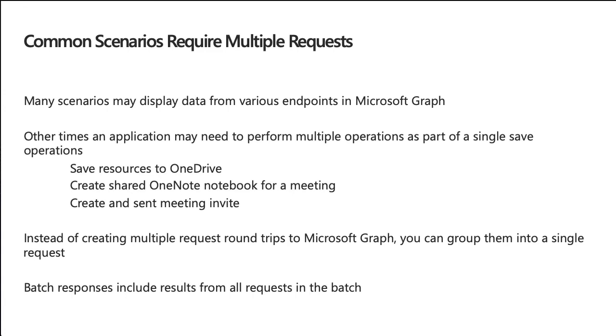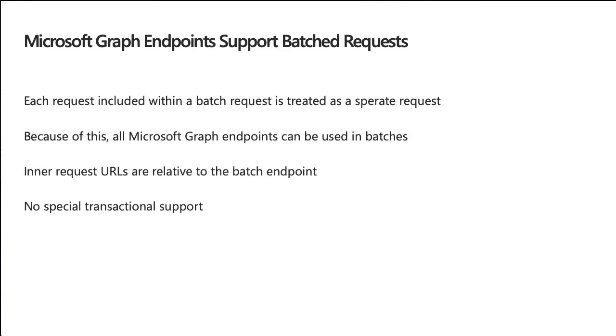to Microsoft Graph. Now, when I say single request, I don't mean that we're going to group all these into one specific request. What it means is that we're going to have multiple requests, but we're going to send them in one round trip to Microsoft Graph. This support, called batching, is going to instruct Microsoft Graph to execute multiple requests and then return the grouped results from each of the requests in a single response.